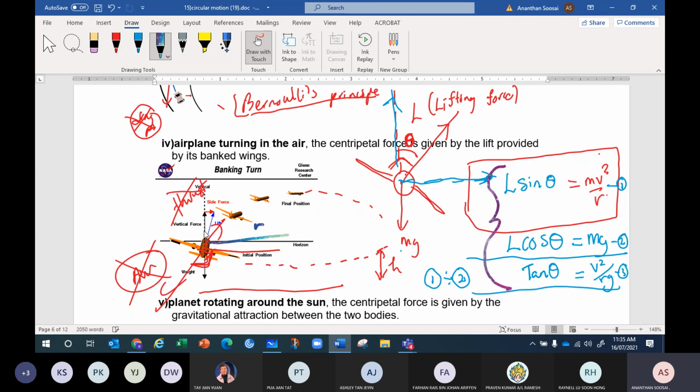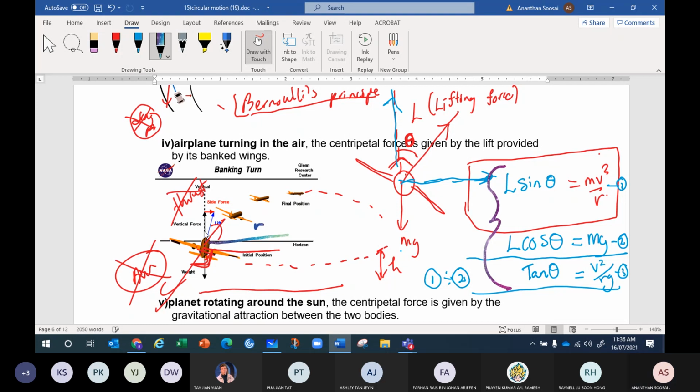What will happen to the tilted angle? The tilted angle, theta in the diagram, will increase, will decrease, or no change when the speed of the plane is increased. Which formula can really tell you the relation between theta and v? When v increases, what happened to theta?